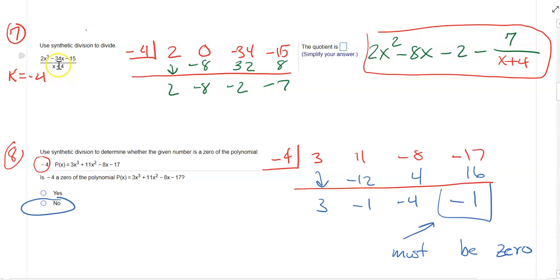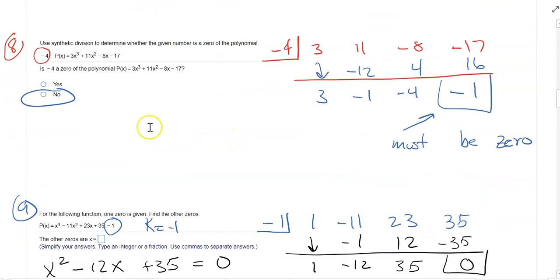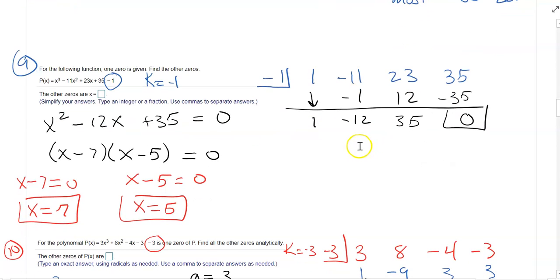Here, we're dividing like so. My k is -4. Here, I am missing a term. So it starts with x to the third power. I don't have anything squared, so I must put a 0 there. I do have a remainder of -7. And I just put -7 over what I divided by, x plus 4. Here, it's asking if -4 is a 0, so -4 is what goes in here. I evaluate, I see that this must be a 0. It is not, therefore it is not a 0.